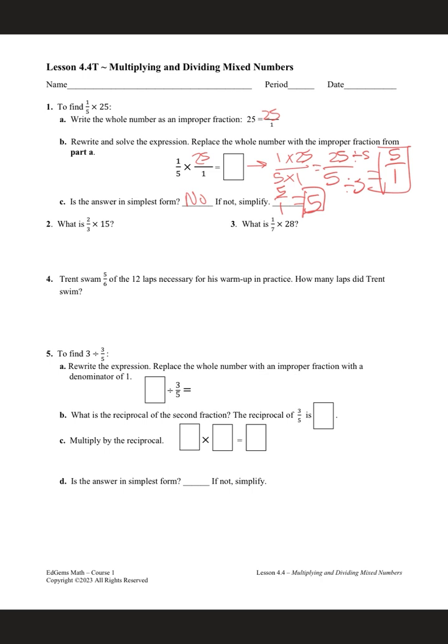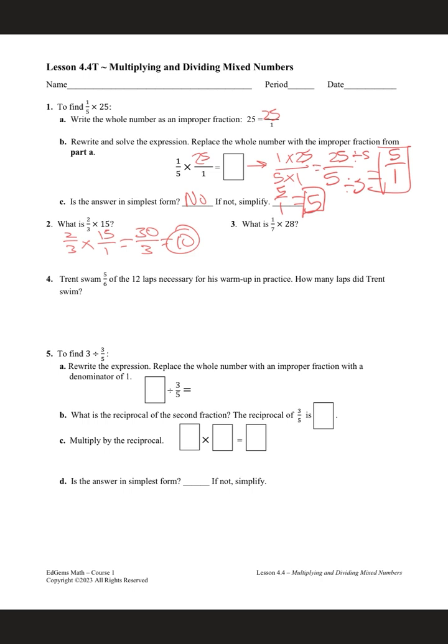So number 2, we've got 2/3 times 15. So we're going to go ahead and turn that into an improper fraction by putting a 1 underneath it. Now we're going to multiply straight across. So 2 times 15 is 30, and 3 times 1 is 3. Let's simplify. How many times will 3 go into 30? 3 will go into 30 10 times.